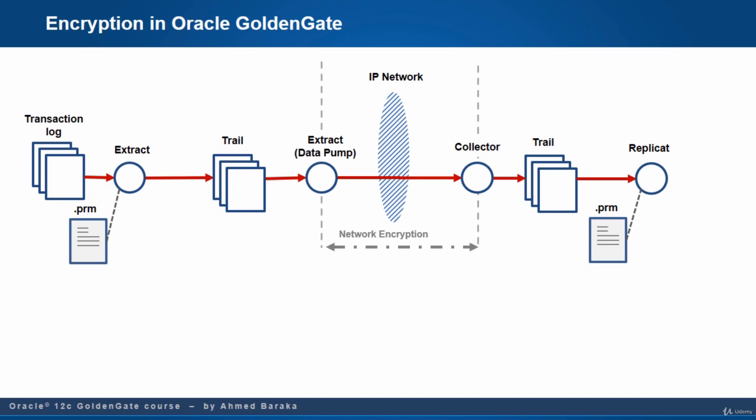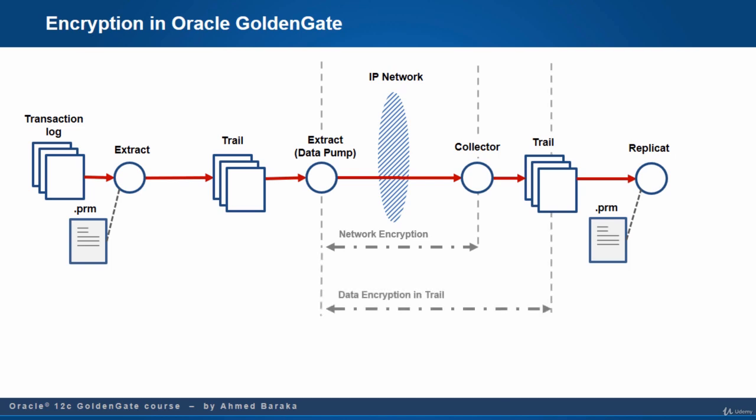You can configure GoldenGate to encrypt the network packets between the data pump process and the target system. In this case, the encryption will happen in the data pump process and the collector will decrypt the packets. Also, in this case, the network packets will be encrypted, but the data in the trail files will not be encrypted.